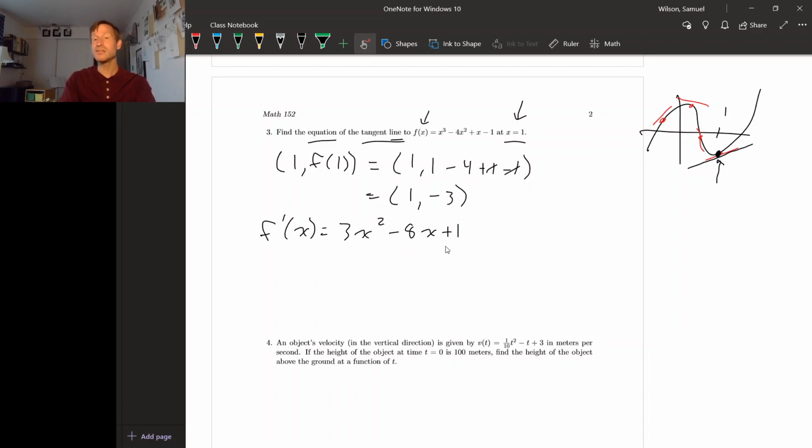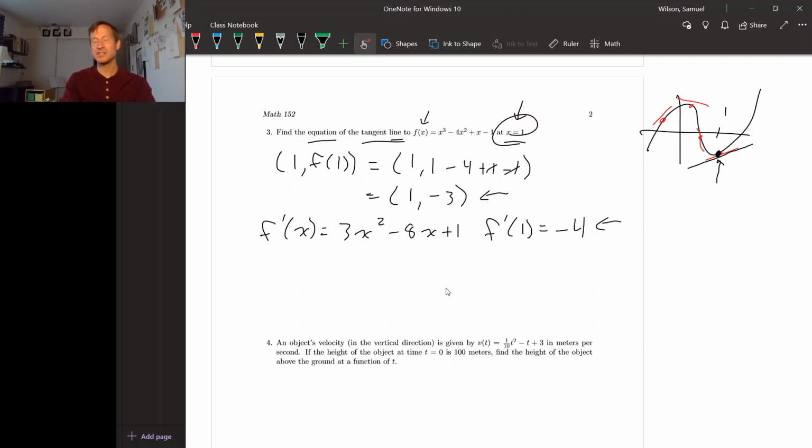Okay, so this will tell us the slope of any tangent line, but we need the slope of the tangent line that we care about, which is at x equals 1. So we have to take this derivative function and plug in x equals 1, and this is going to give us 3 minus 8 is minus 5 plus 1 is minus 4. Okay, so now we have a point on our line and the slope of our line.